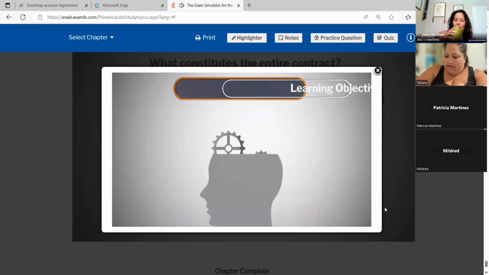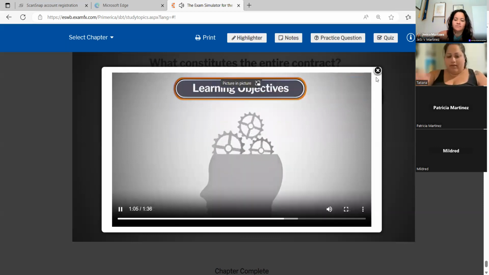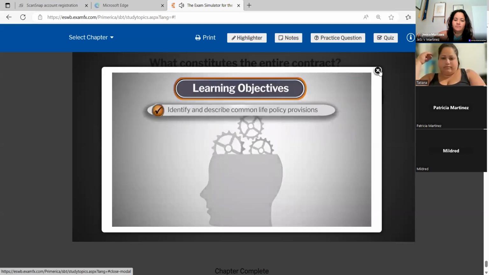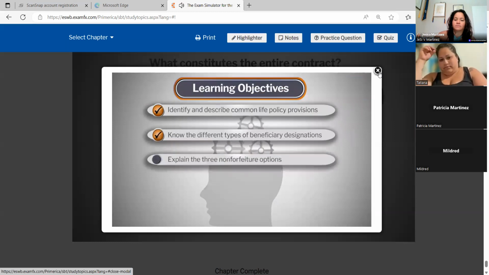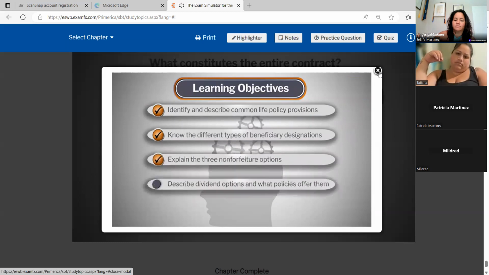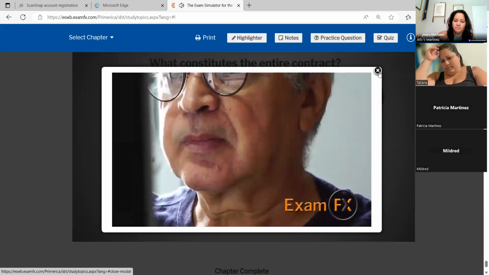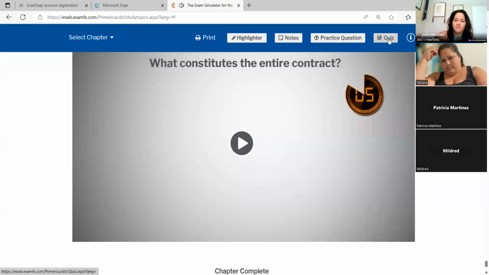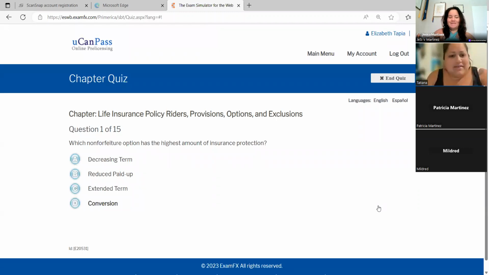Before moving on, check the learning objectives established at the start of the chapter. Identify and describe common life policy provisions. Know the different types of beneficiary designations. Explain the 3 non-forfeiture options. Describe dividend options and know what types of policies offer them. Identify the various settlement options and know why each may be selected. If you feel like you need a refresher, look over the chapter again and review the points. Let's go to the quiz. Quiz time.